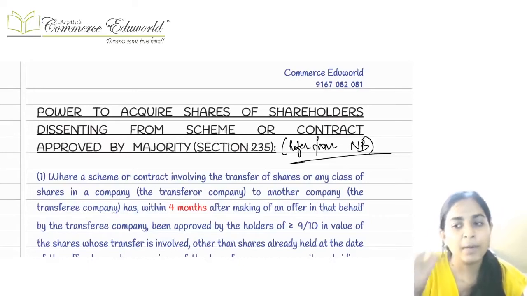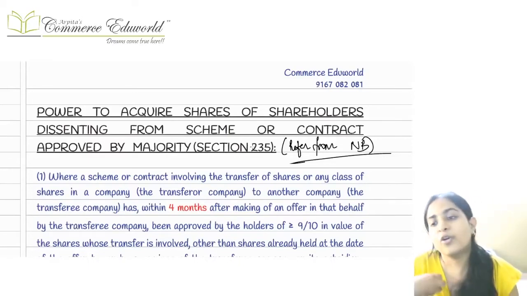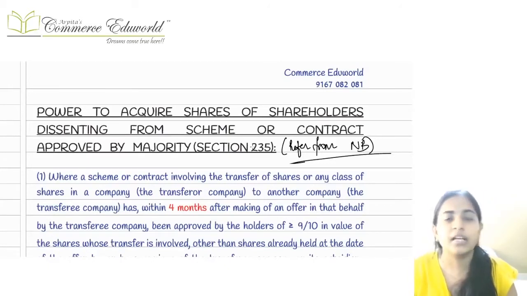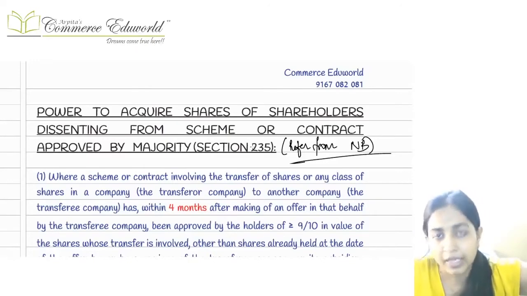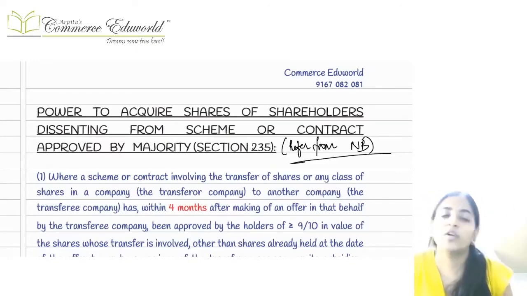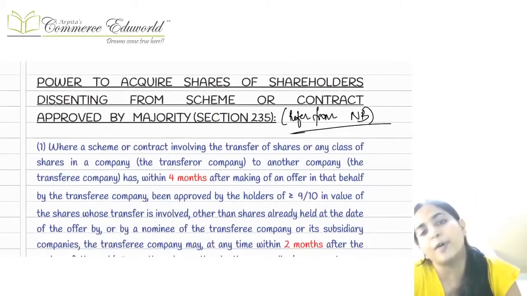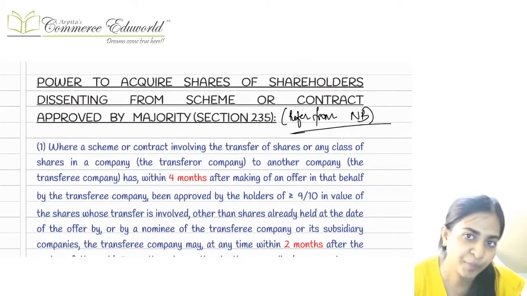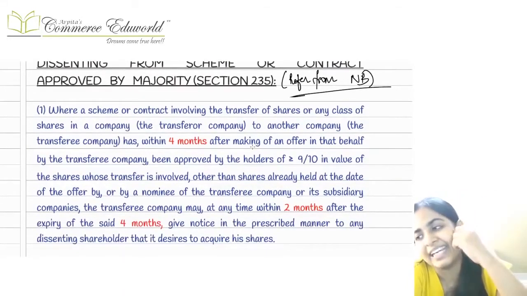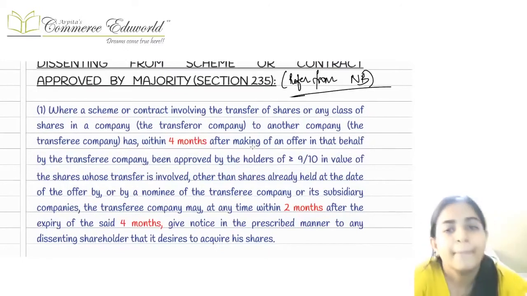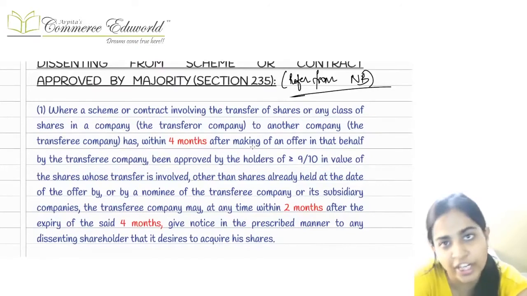Their shares of the selling company will become of zero value and they are going to get new shares now. So first of all, we are going to give the offer. Okay, this purchasing company is going to give the offer to all the shareholders of the selling company, and it will give 4 months time period to approve this particular exchange ratio. Okay, and within this period of 4 months, at least 90% of the value of shareholders must be agreeable to the fact that yes, they are okay with this particular exchange ratio.